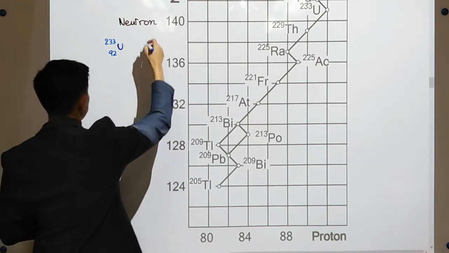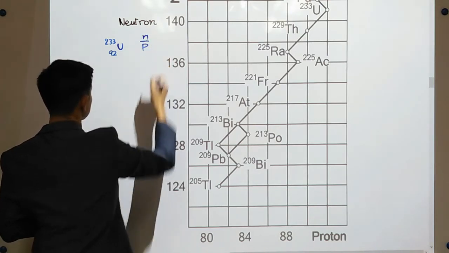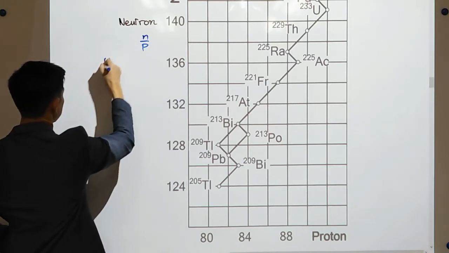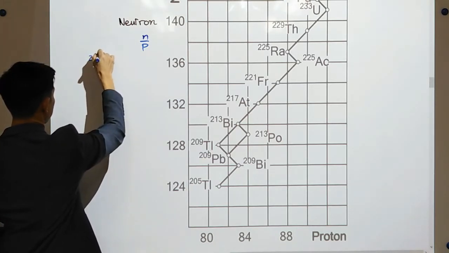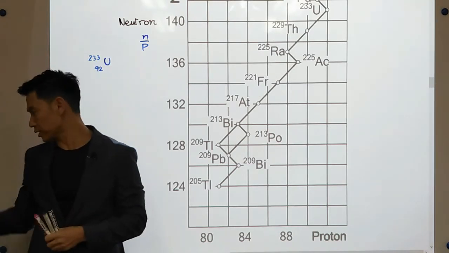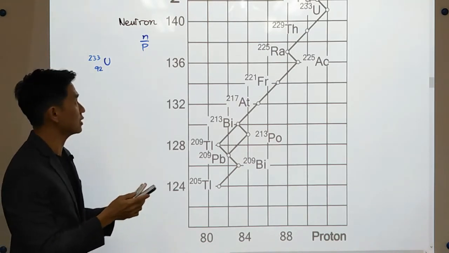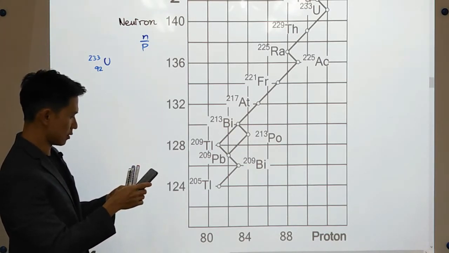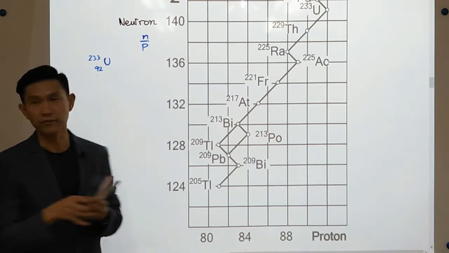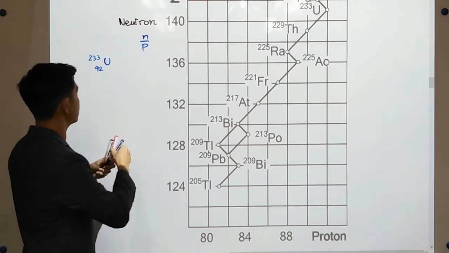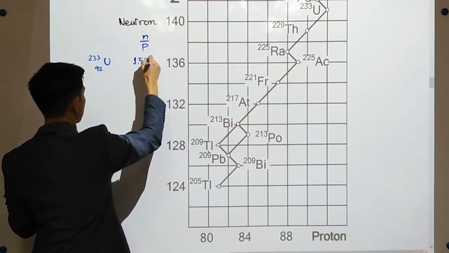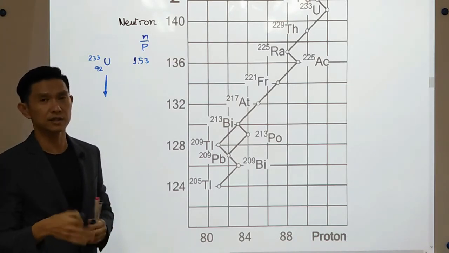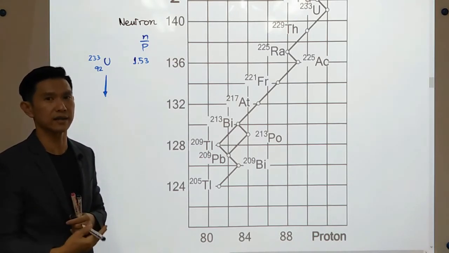So the N to P ratio, I would draw it like this. Uranium 92, 233, right? So the N to P ratio of this uranium, I need to use the calculator. It is 141 divided by 92, so it's 1.53. Because uranium has too many protons in the nucleus, it's beyond 82. It's beyond the limit. So it's not stable.